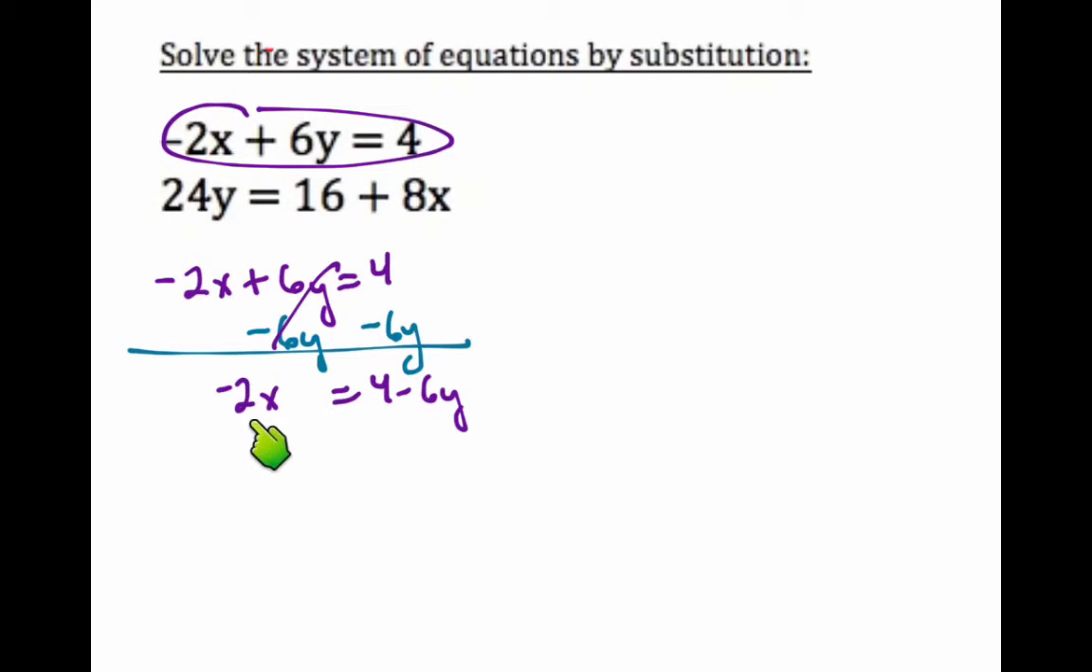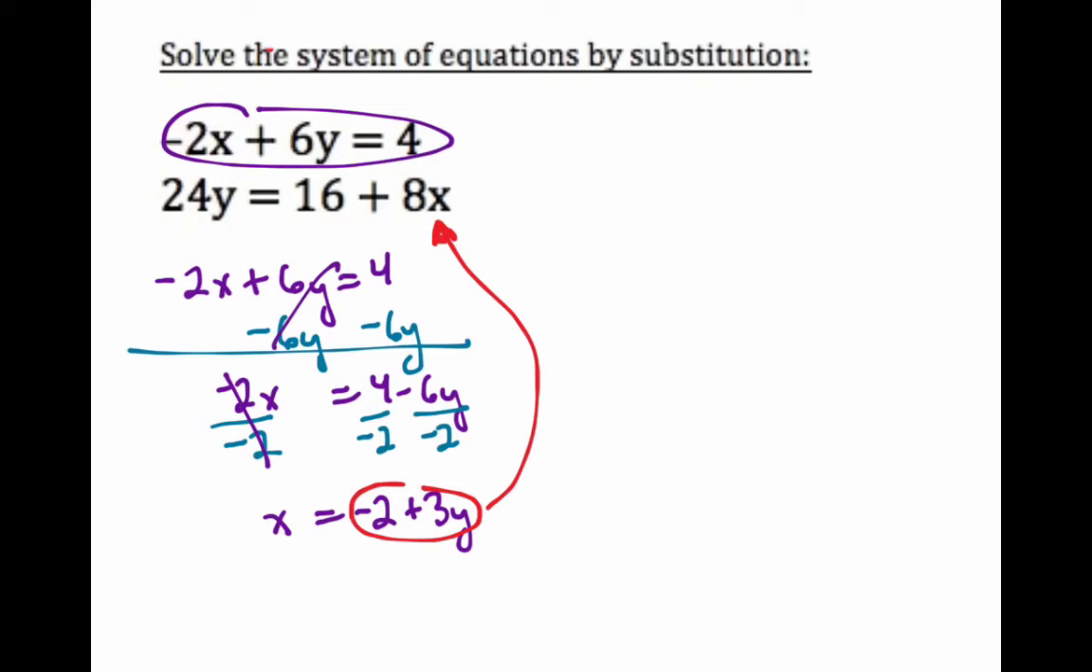Now I need to isolate my x still. It's being multiplied by negative 2, so I'm going to divide each term by negative 2. And I will end up with x equals 4 divided by negative 2 is negative 2. Negative 6y divided by negative 2 is a positive 3y. Okay, I now have a blob of stuff. I have an expression that I can substitute into my other equation.